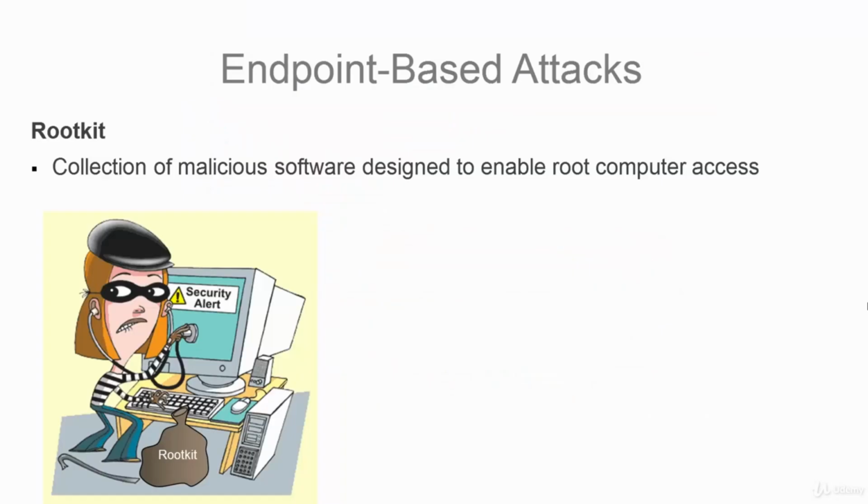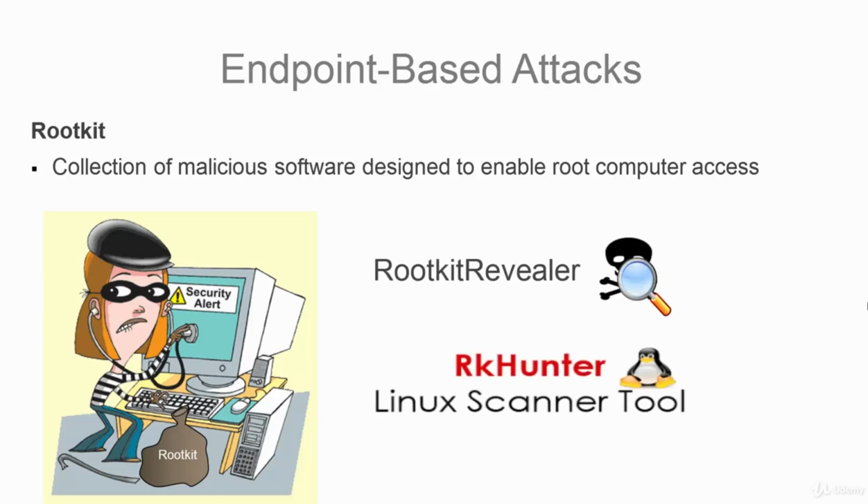A rootkit is a collection of malicious software designed to enable root access to a computer while hiding its presence or identity from antivirus software. There is software available that can be run to detect the presence of rootkits on an endpoint. For Windows, you can use the Sysinternals tool Rootkit Revealer, and in Linux, you can install RK Hunter.